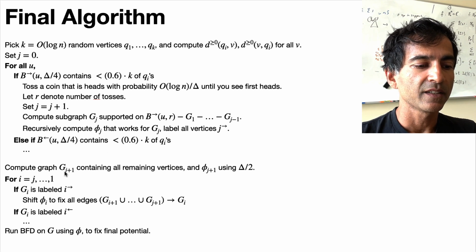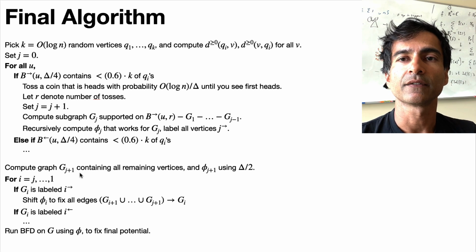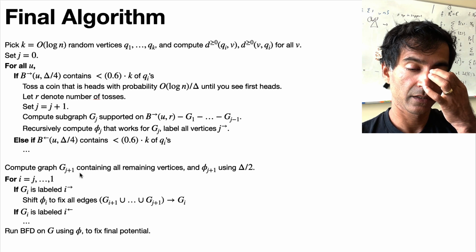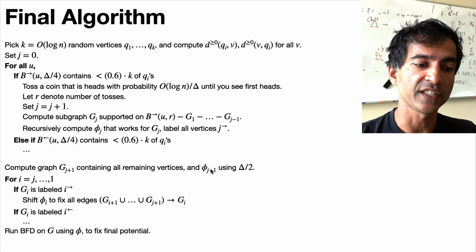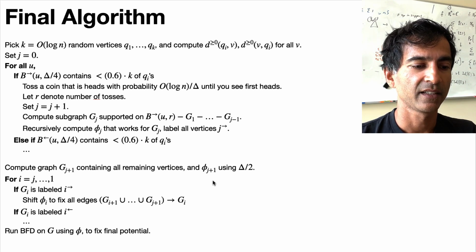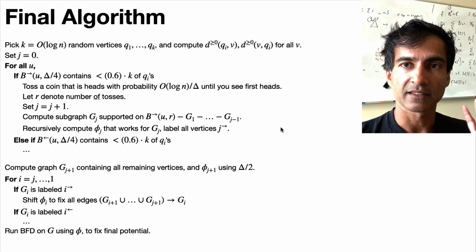And finally, we compute the graph Gj plus 1, that's the leftover vertices, all the vertices that have large balls around them. And we recursively compute a potential function phi j plus 1 for that graph. So that gives you potential functions for all of the vertices in the graph.